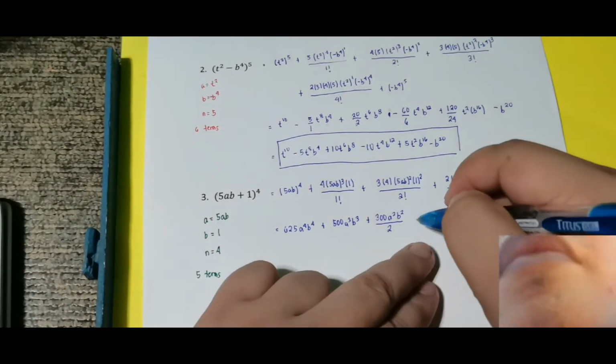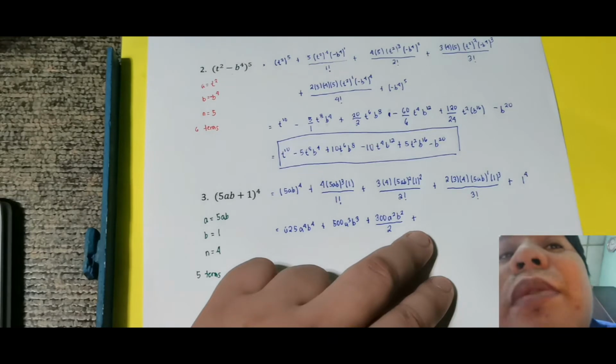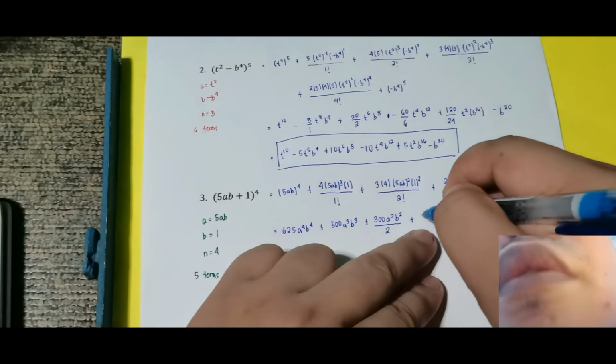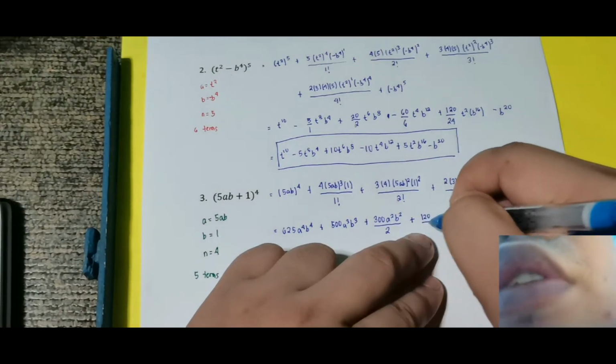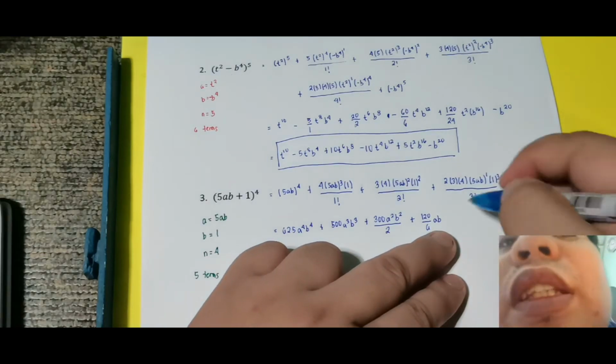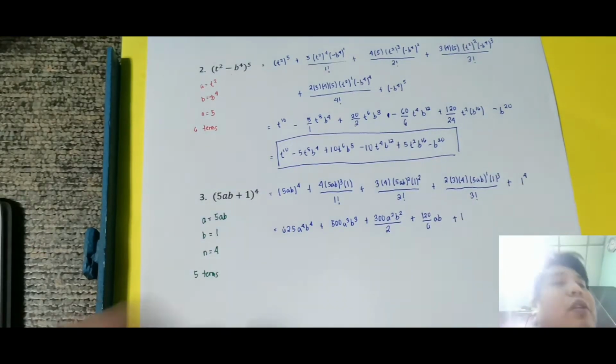Okay, that plus 2 times 3 times 4 times 5, so how much is that? That is, I think, 120. Correct, that's 120 over 6, then AB, then 1 cubed is 1, and lastly plus 1, since 1 to the 4 is 1.